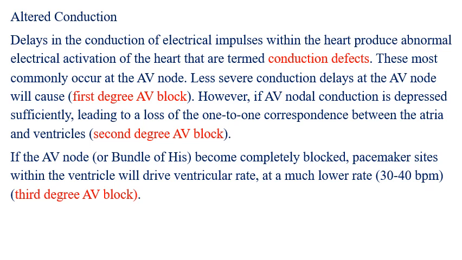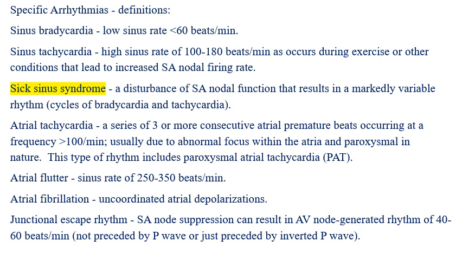Altered conduction: delays in the conduction of electrical impulses within the heart produce abnormal electric activity. Conduction defects: if the PR is prolonged, it is first degree block. If AV conduction is depressed sufficiently, leading to loss of one-to-one correspondence between atria and ventricles, it is called second degree block. If there is complete dissociation, it is called complete heart block.